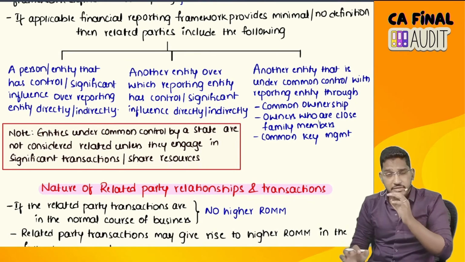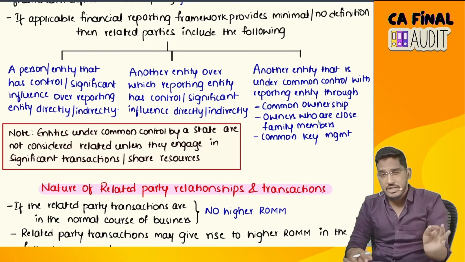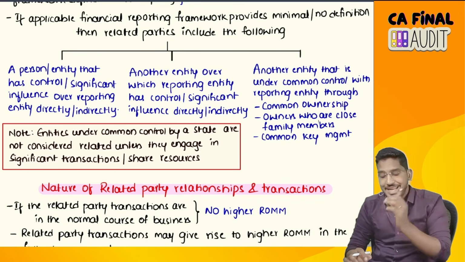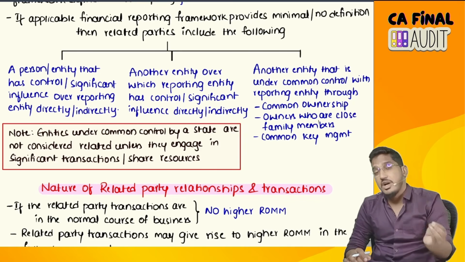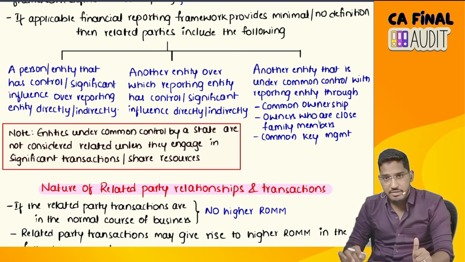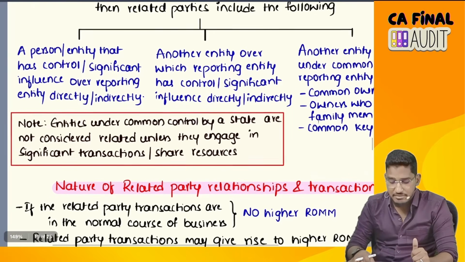So here SA 550 has told one simple thing: if the applicable financial reporting framework has already defined the term related party, follow that definition only. In case the framework did not define the term related party, or they have defined it but it is an incomplete definition, then SA 550 has given one definition, and we have to follow it. So what is the definition given?